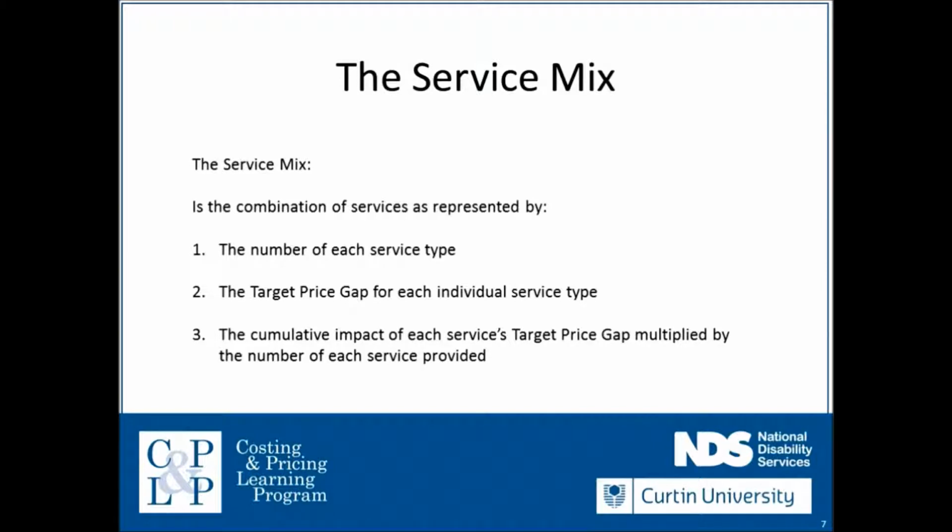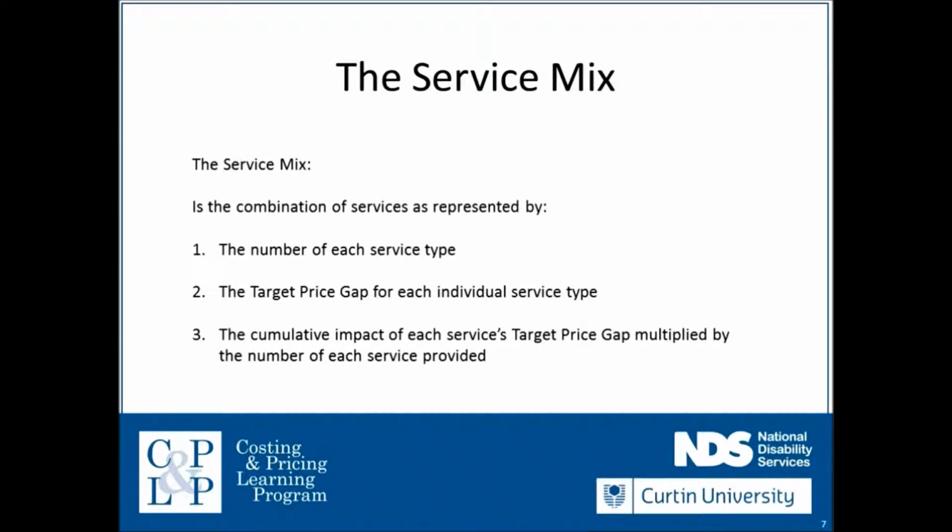It becomes more complex, of course, because we can also not only consider each service individually and combine those, but each service can attract its own price depending on the market that it operates in, and it can also be subject to different costing and pricing rules depending on how your organisation operates. I know I'm overemphasising this, but I think it's an important point. At the end of the day, the aggregate target price gap is ultimately the issue that you're concerned about to ensure ongoing financial sustainability for your organisation.